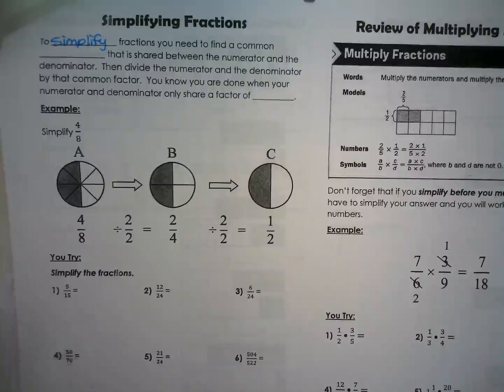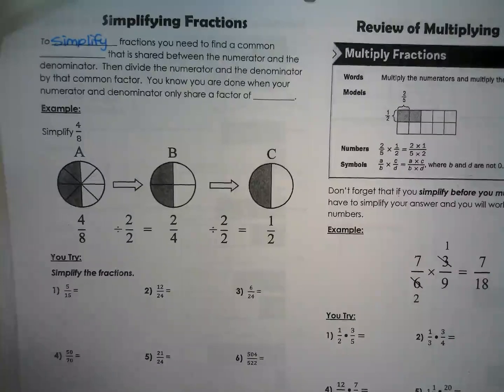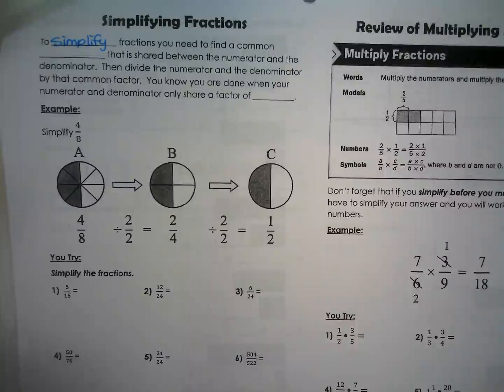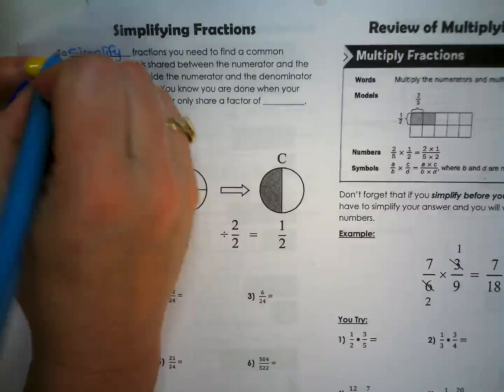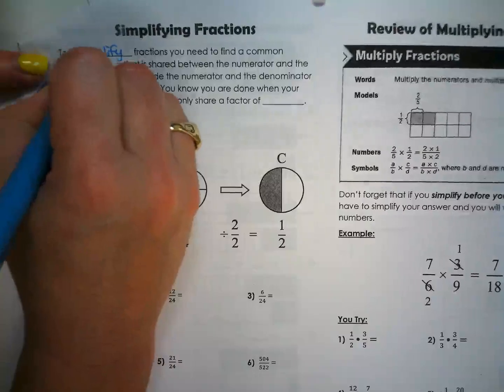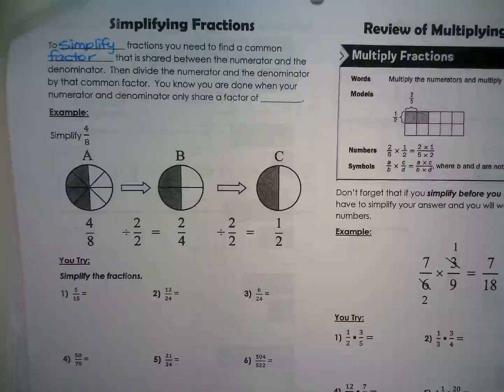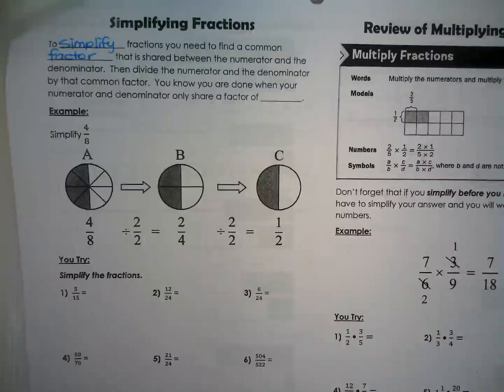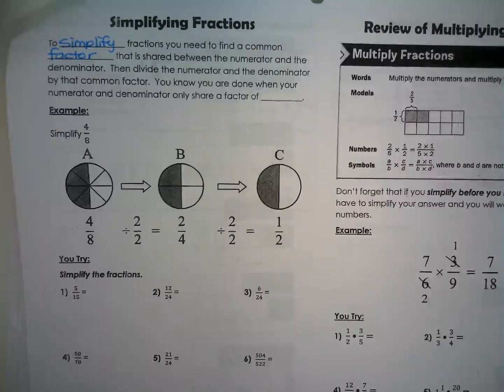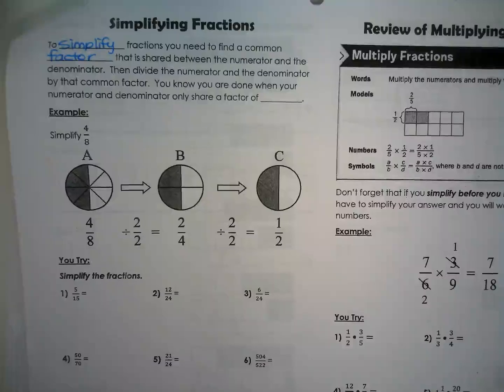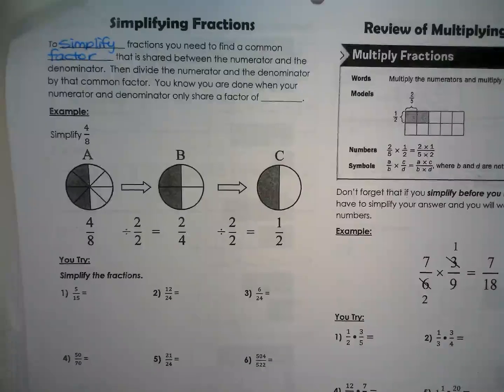Okay. So to simplify a fraction, we're looking for a common what? Factor. A number that goes into both the other numbers. So this is factor. That is shared between the numerator and the denominator. So we're using basically the GCF method here, right? We're pulling out that greatest common factor. Then you're going to divide the numerator and the denominator by that common factor.